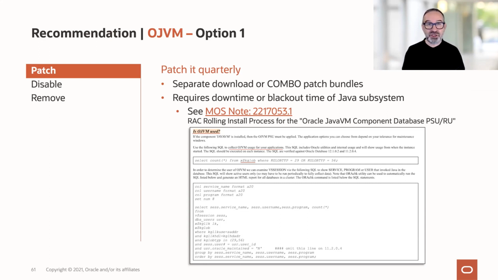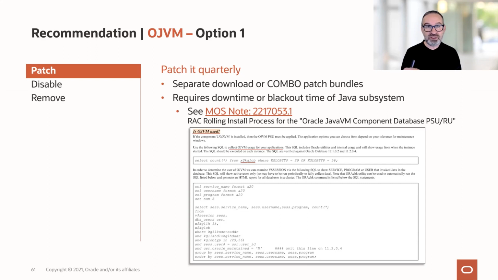If an application is really using the Java VM, and you have a blackout, then you better do this flip in a time which is off-peak. But this MOS note here, it's labeled with RAC rolling install process, which I personally think is not a great idea, because this MOS note has detailed queries.